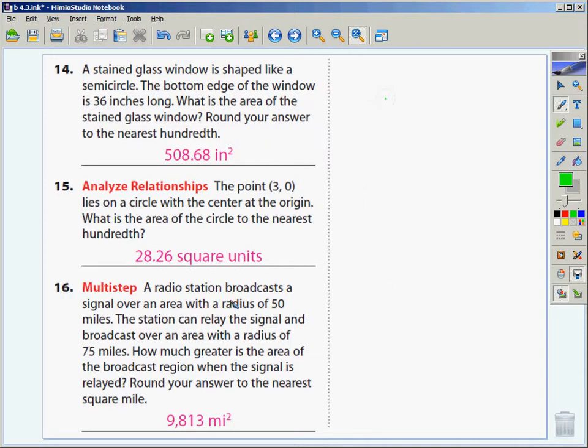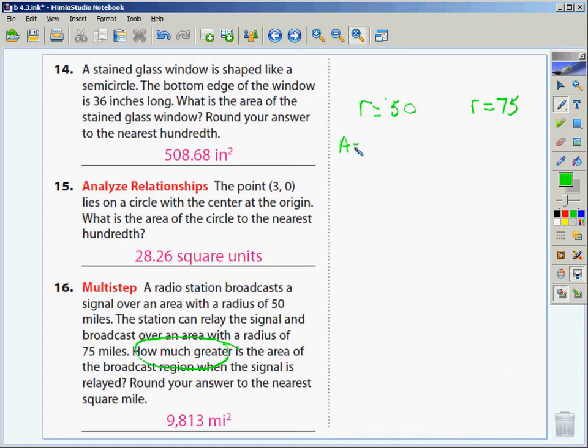A radio station broadcasts a signal over an area with a radius of 50 miles. The station can relay the signal broadcast over an area with a radius of 75 miles. How much greater is the area of one compared to the other? So I've got to find the area of 2 different circles and subtract them. The radius of one is 50. The radius of the other one is 75.